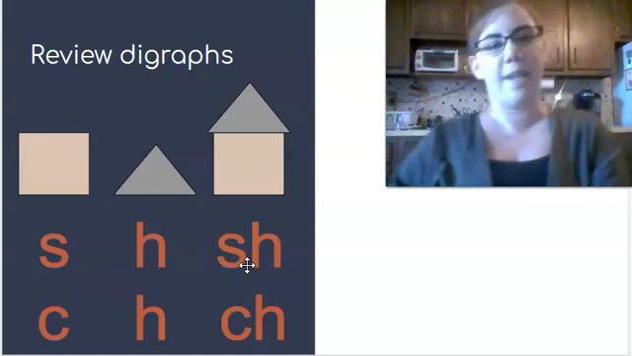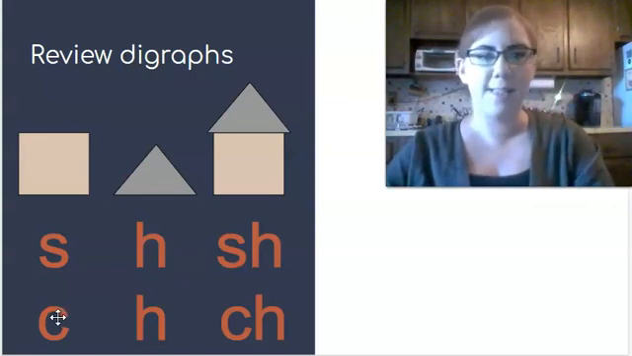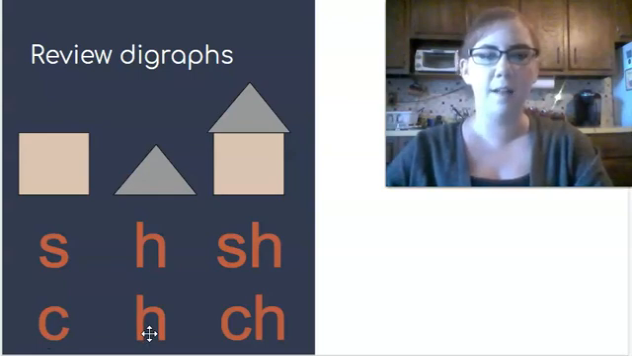Let's look at the other combination. A C by itself says k, and an H by itself says h. But when they're together, they're completely different. It says ch. Say it with me. When I point to the letter, say the sound. K, h, ch. We just have to remember that when these combinations are together, they make a different sound. Those are called digraphs.